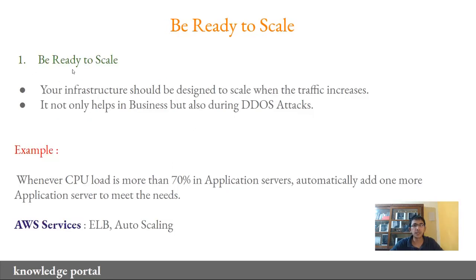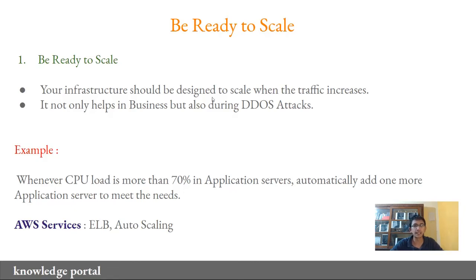So the first important pointer is be ready to scale. Your infrastructure should be designed to scale whenever the traffic increases. So it not only will help you from a business perspective, but also during the DDoS attacks. For example, whenever a CPU load is more than 70% within an application server, you can automatically add one more application server to meet the needs. This can be possible with the help of ELB as well as auto scaling.